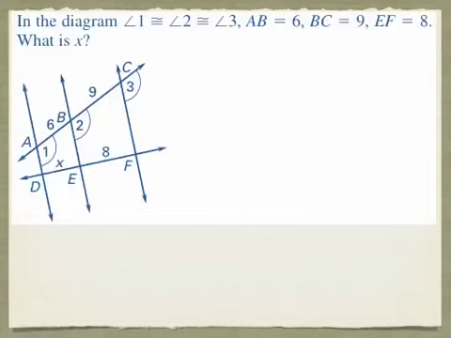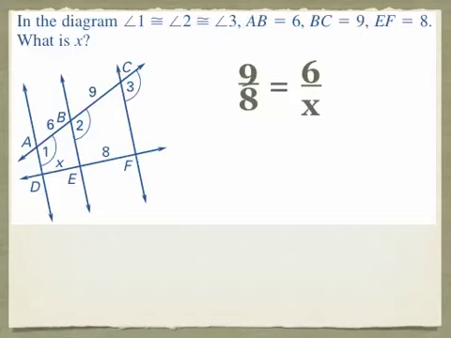This example says in the diagram, angle 1 is congruent to angle 2, which is congruent to angle 3. They tell me that AB equals 6, BC equals 9, EF equals 8, and they want me to find x, which is the length of DE. By telling me that angle 1 is congruent to angle 2 is congruent to angle 3, they're telling me that corresponding angles are congruent in the transversal. So by the converse of the corresponding angles theorem, I can say that these 3 lines are parallel. And because these 3 lines are parallel, we know that AB over BC would be proportional to DE over EF.